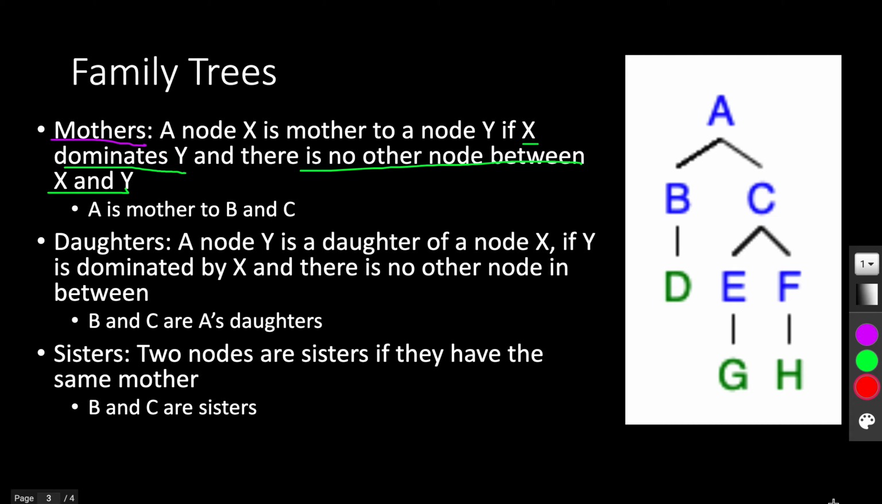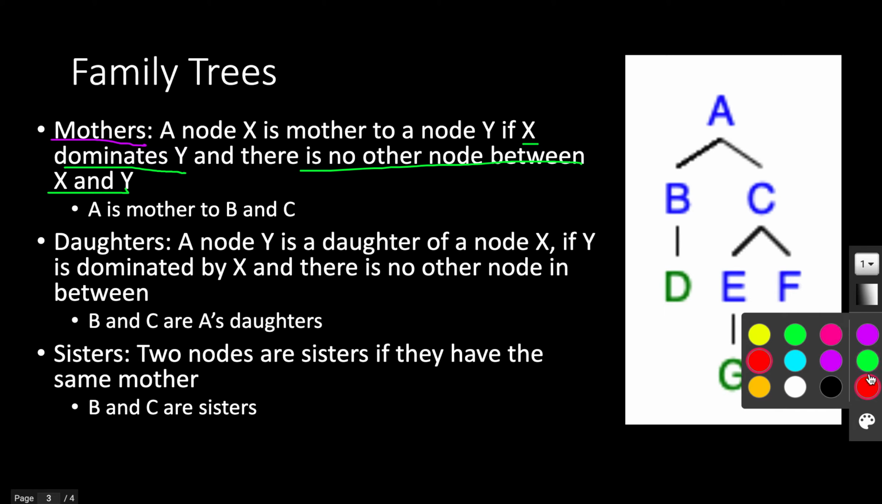The other notion we have is a corollary of motherhood, and that is daughterhood. We could define this simply as: when A is mother to B and C, then B and C are A's daughters. But we can also define it without recourse to our notion of motherhood and just say a node Y is daughter of a node X if Y is dominated by X and there is no other node between them.